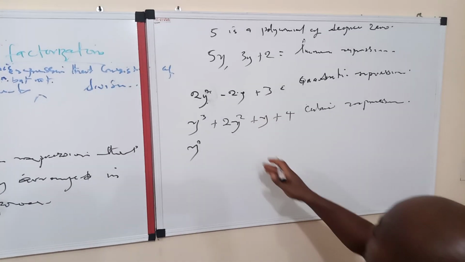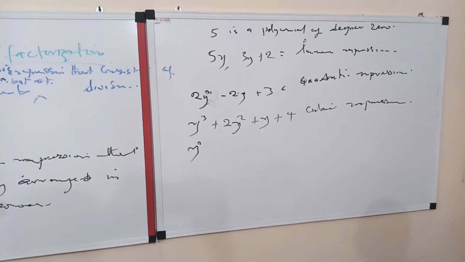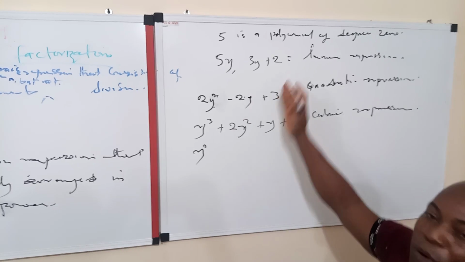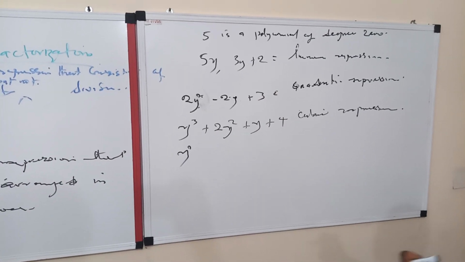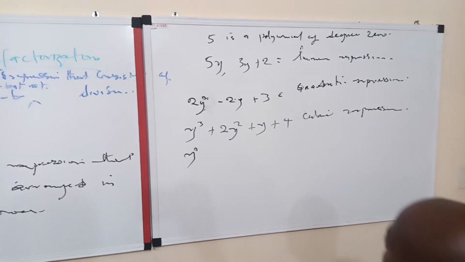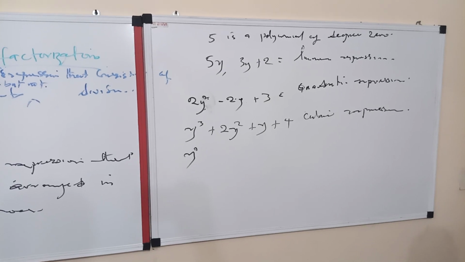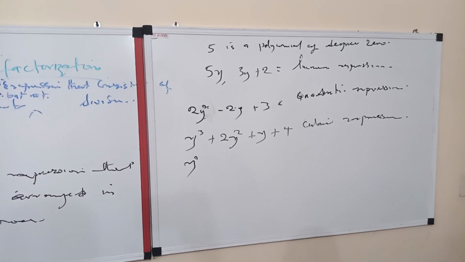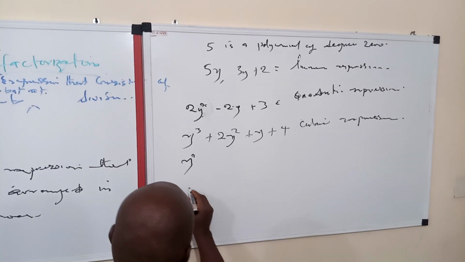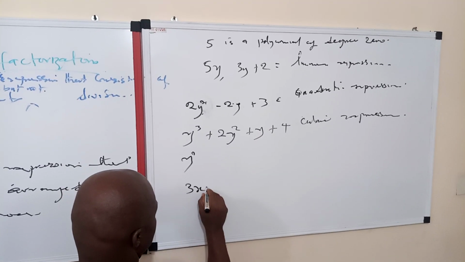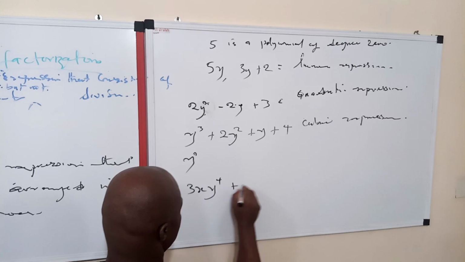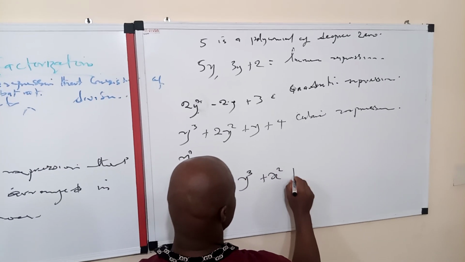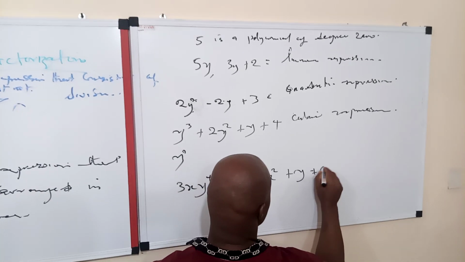Now, in a polynomial expression, we can also have multiple variables. All these that we have are polynomials of a single variable. We can also have polynomials of multiple variables, for example 3x plus y raised to the power 4 plus y raised to the power 3 plus x raised to the power 2 plus y plus 2.